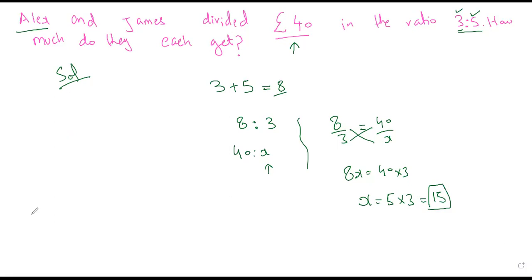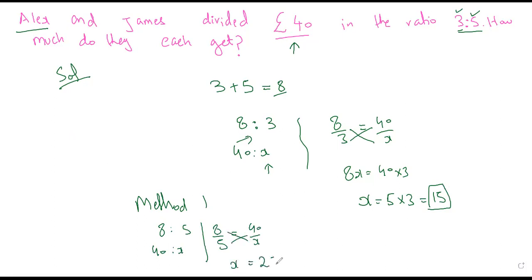So method 1 could be that again you do it this way, 8 ratio 5, 40 ratio x, make your proportion, cross multiply, x will give you 25, right? And method 2 would be, this was the total amount, subtract the amount you got for Alex, and you will get the same amount for James. Okay, so did you understand these two methods? Yes. Okay, perfect.